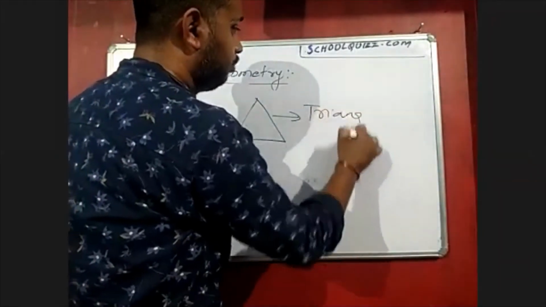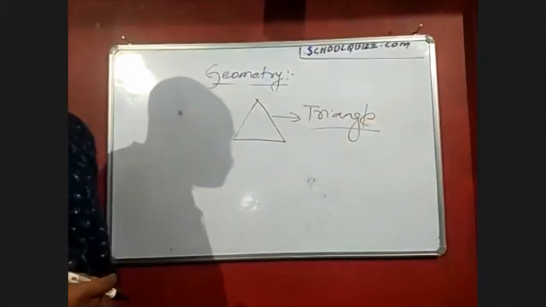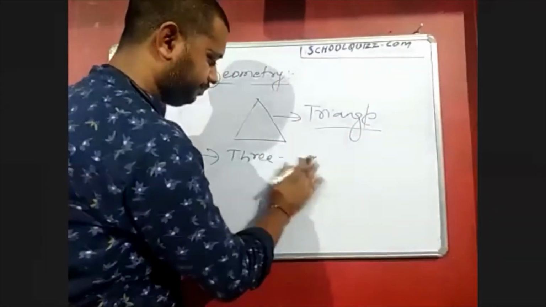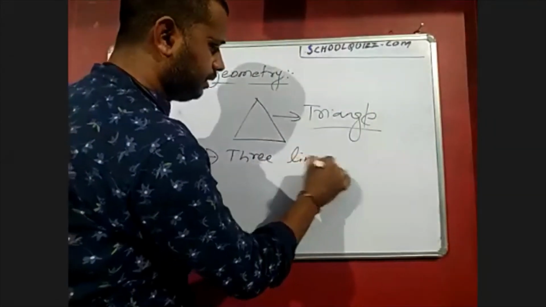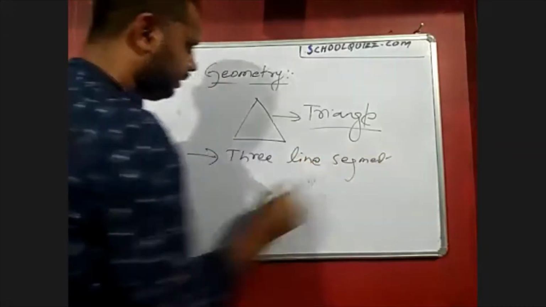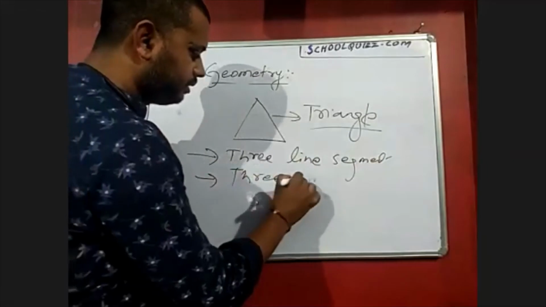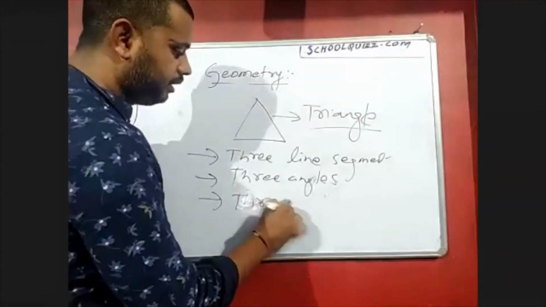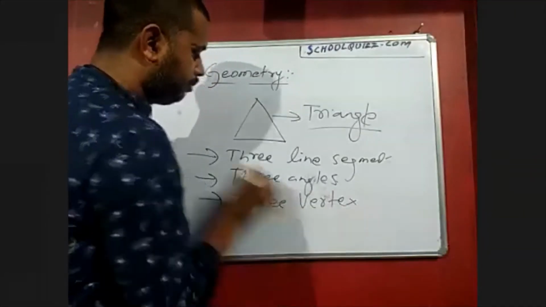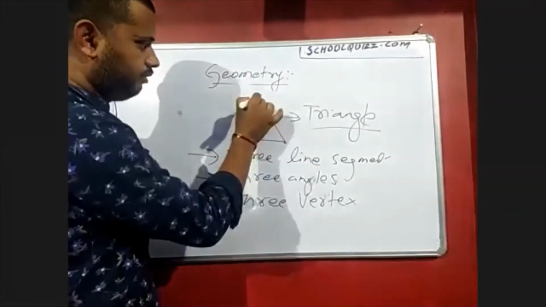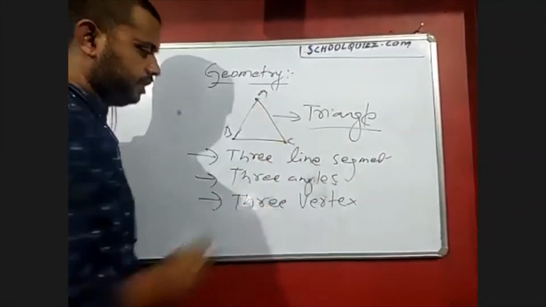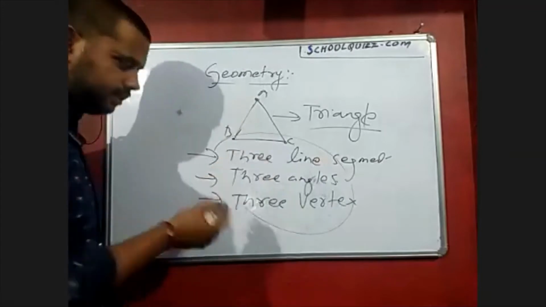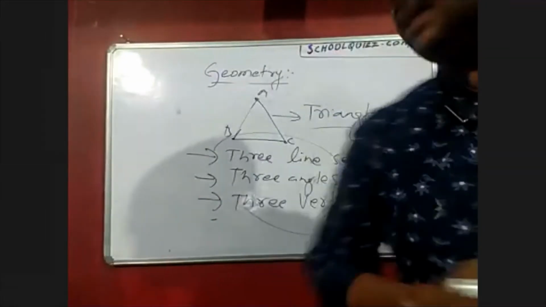Understand? So they started: what is a triangle? What are the properties of triangles? Three line segments are there, three angles are there, and three vertices, meaning the joint point between two line segments. This is the vertex. If they gave the names A, B, C, then A, B, C are the vertex points. So these are there in the triangle: line segments, three angles, and vertices.